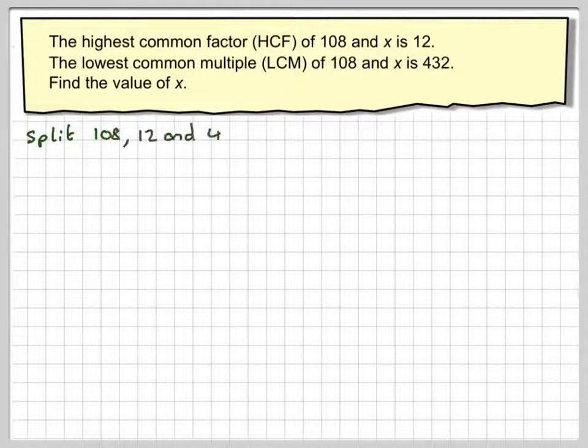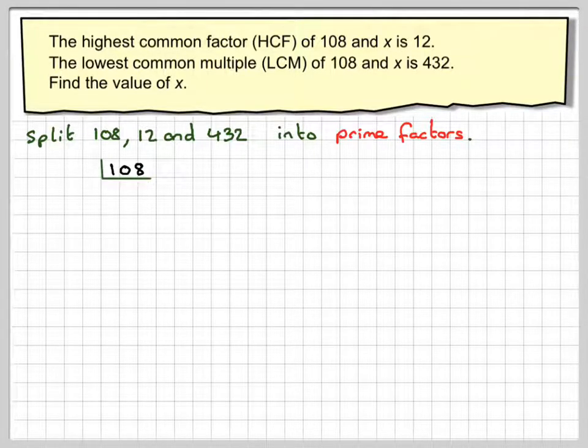Right, so split 108, 12 and 432 into prime factors. We do that by division. The lowest prime number that goes into 108 is 2. So 2 goes into 108 54 times. And then we do the same again by 2. 2's into 54 go 27. Right, 2 no longer goes in, so 3 is the next prime number. 3's into 27 is 9. 3's into 9 is 3, and 3's into 3 is 1.